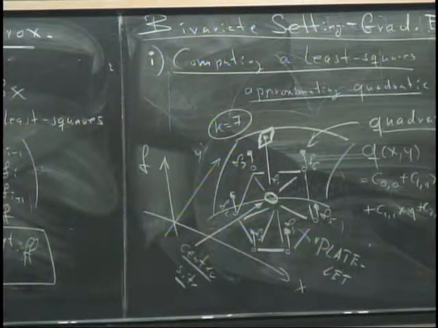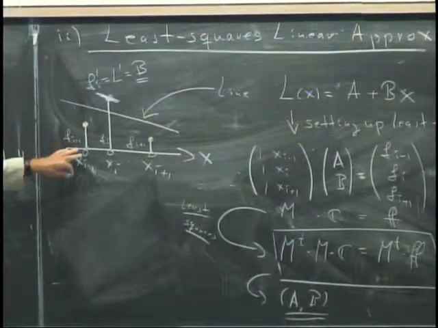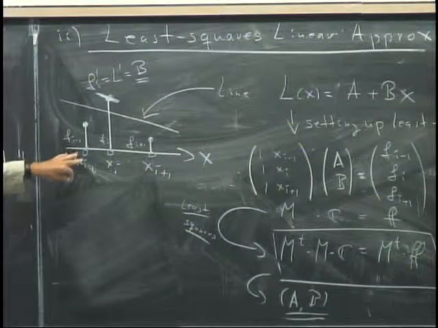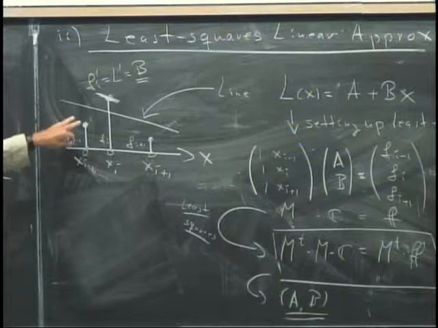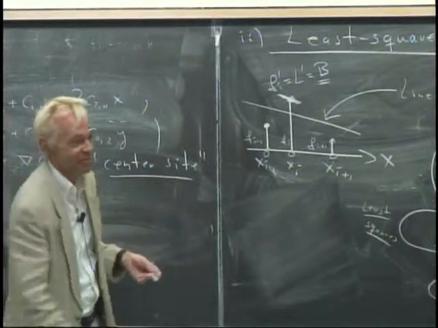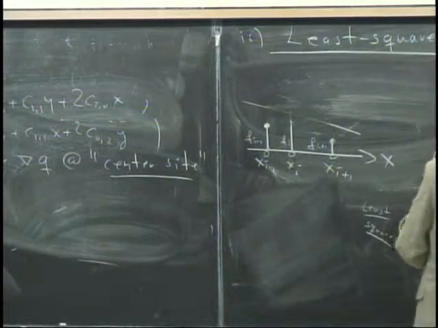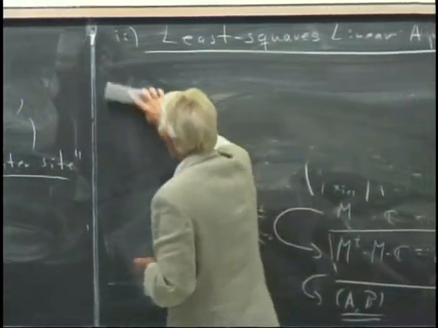Now I can also do this very quickly for the bivariate setting. It's not much more difficult than the line. Now we just find the best possible plane that approximates a bunch of sticks coming out of the floor. So the least squares linear approximation goes very quickly.